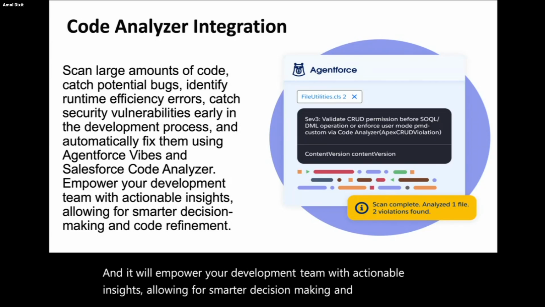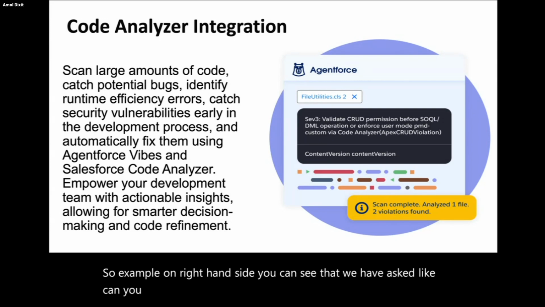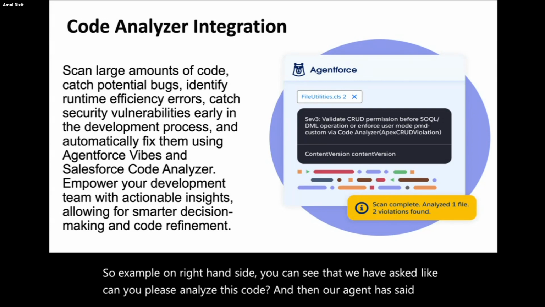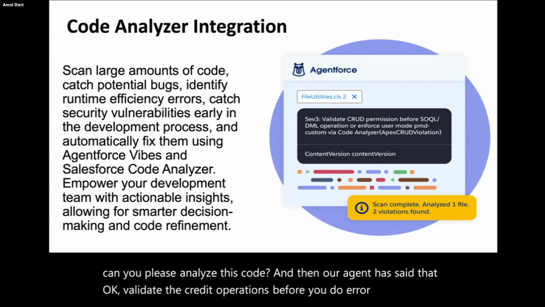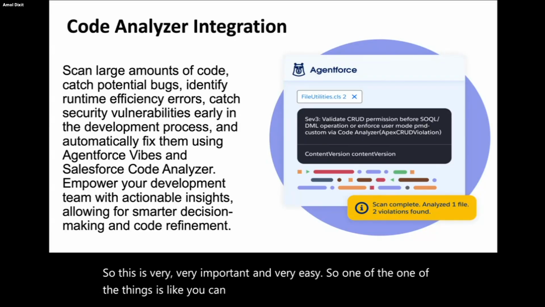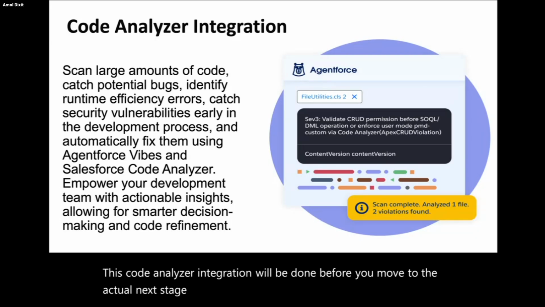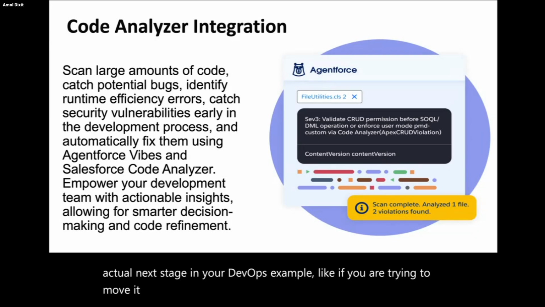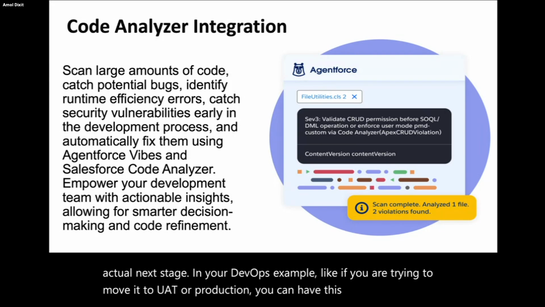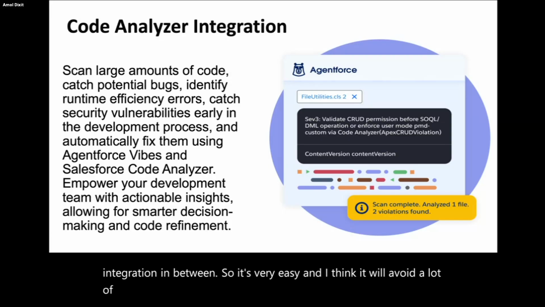So, for example, on the right hand side, you can see that we've asked, can you please analyze this code? And then our agent has said, okay, validate the CRUD operations before you do a SQL query. So this is very important and very easy. One of the things is you can have this in your DevOps process, so this code analyzer integration is done before you move to the next stage in your DevOps. For example, if you're trying to move to UAT or production, you can have this code analyzer integration in between. It's very easy, and I think it will avoid a lot of production issues and make your process even easier and more streamlined.